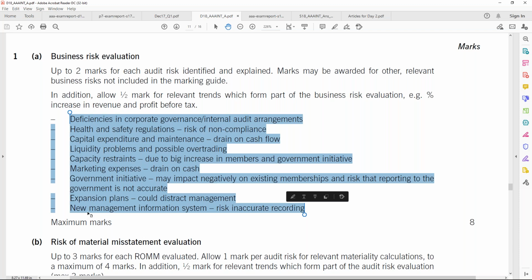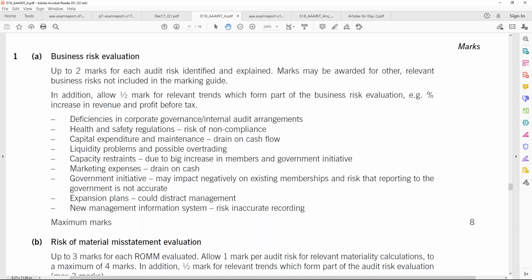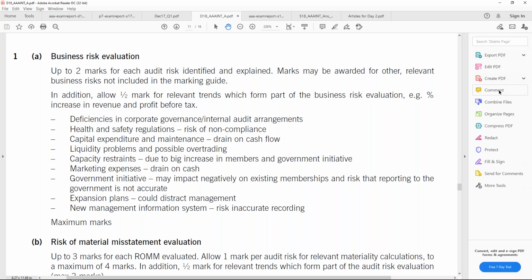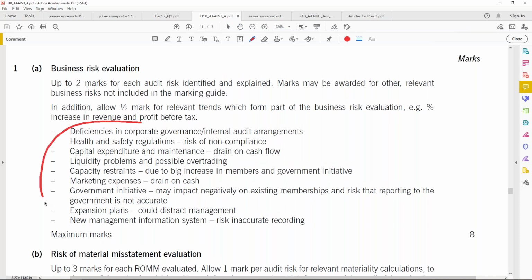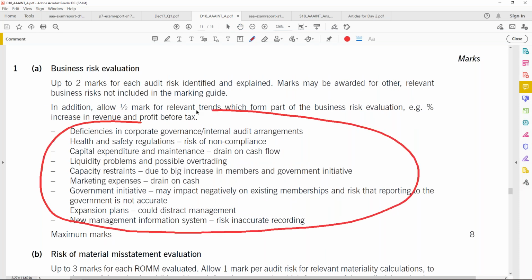You should reconcile your answer with the examiner marking scheme and see how many points the examiner wrote over here matches with your point. If even 50% of the examiner points match with your points, then you are on the right track. But even then, the examiner is saying, even if you write a point which is not in my marking guide, you will still get marks, provided that's the right answer.